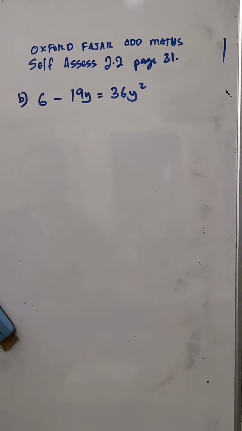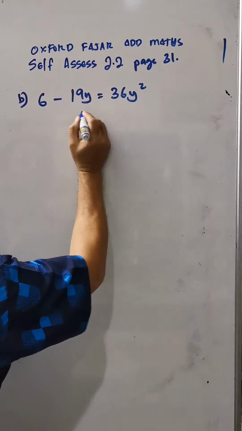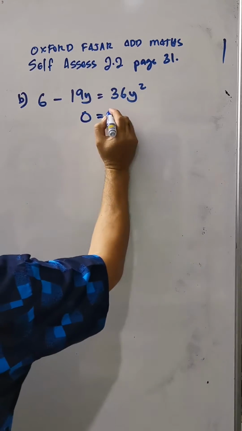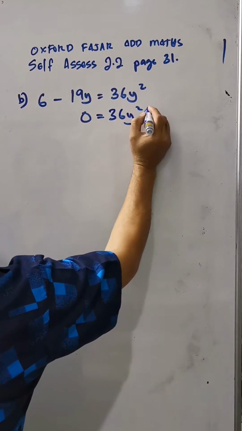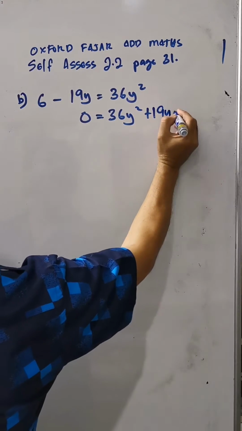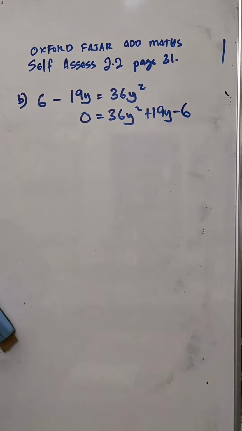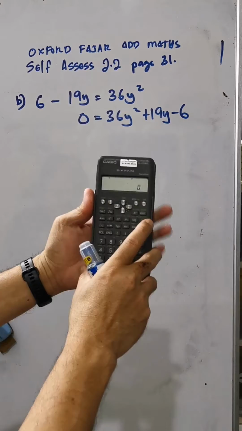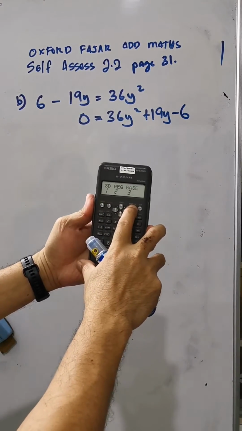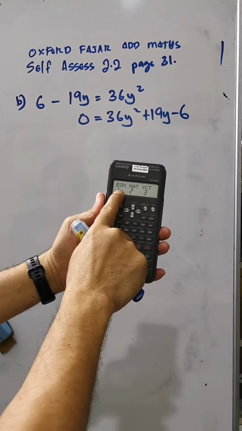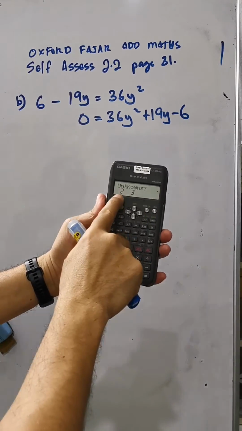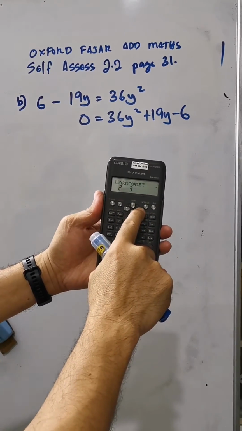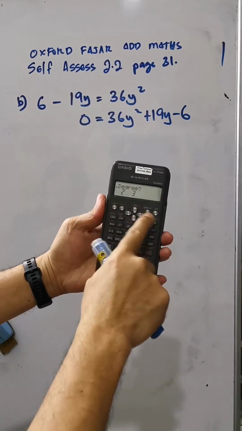Question 1B, 6 minus 19y equals 36y squared. I'll choose to make it 0 here: 36y squared plus 19y minus 6. Then just press the calculator like the other question, but I'm using a different calculator now. You press mode until you get EQN here. Press 1. From unknown, you press at the end the button here. They will change from unknown to degree.